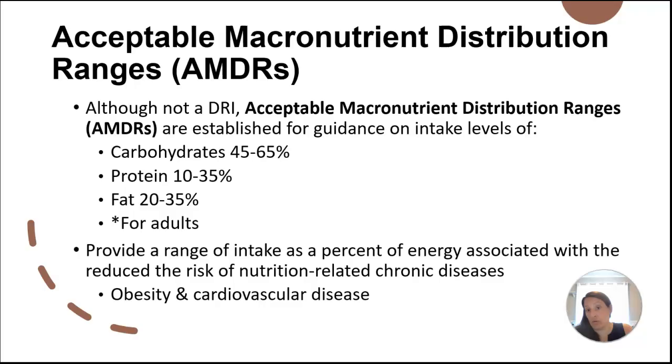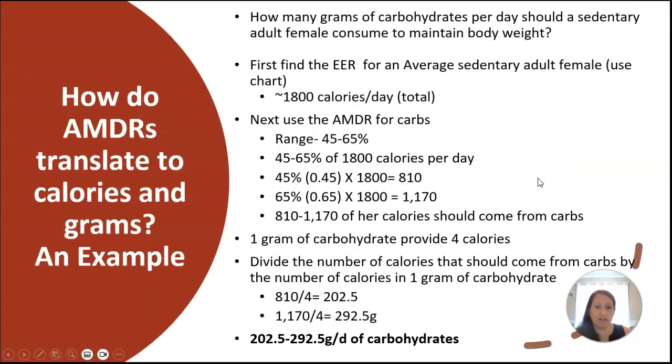And so again, what are these for? They're established guidance, telling us what our levels should be for these. And it's based on the percent of energy associated with the reduced risk of nutrition-related chronic diseases like obesity and cardiovascular disease. It's all about prevention. Nutrition for prevention.